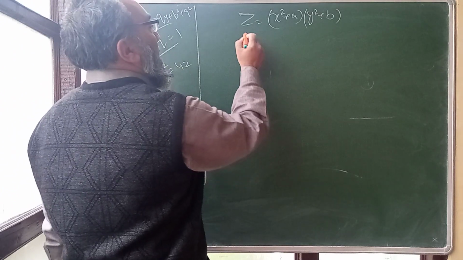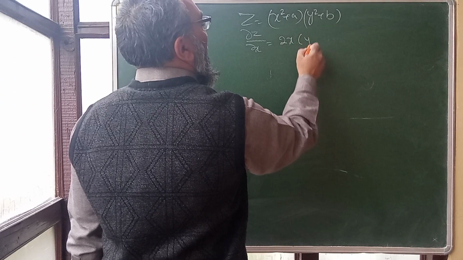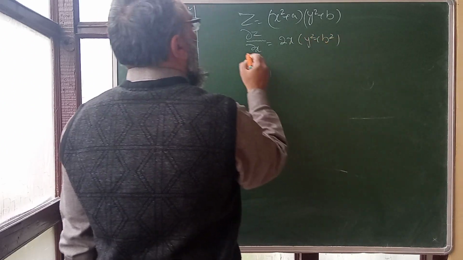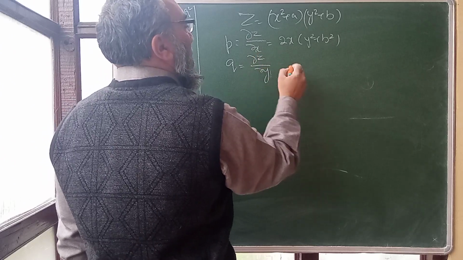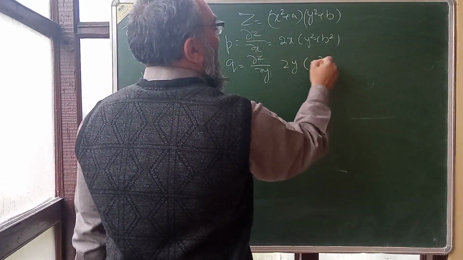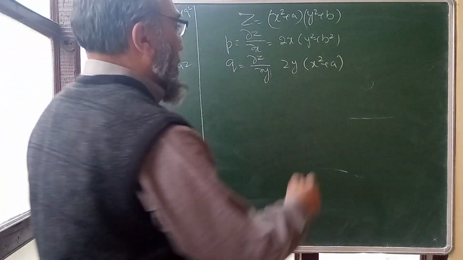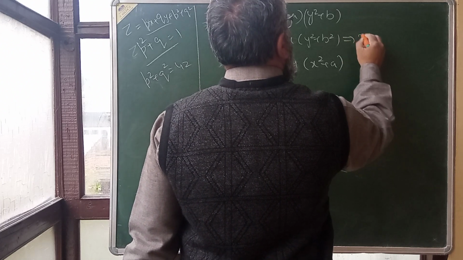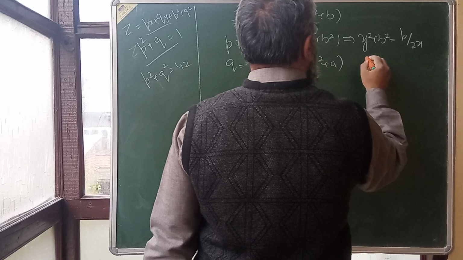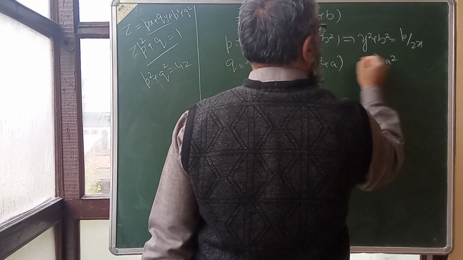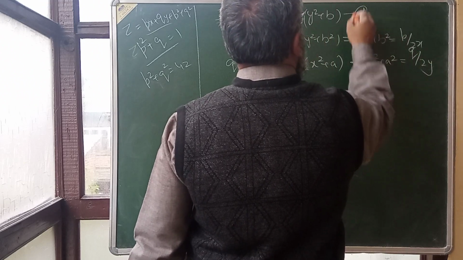So what is del z by del x? It is 2x (y square plus b), this is p. Del z by del y is 2y (x square plus a). Right? So this gives us y square plus b equal to p by 2x, and x square plus a equal to q by 2y. So let me use in 1.